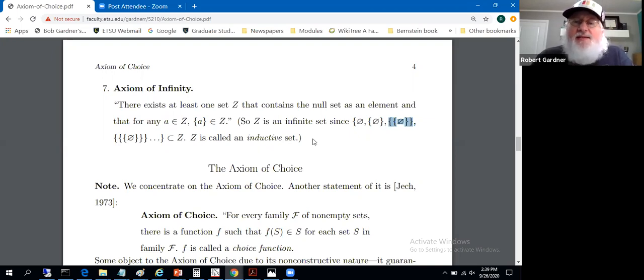Set Z is called an inductive set, and this is commonly the way the natural numbers are axiomatically defined, something along the lines of this, a particular inductive set. But since we could continue this process of taking the set consisting of the previous set, then we get an infinite chain here. So that's the reason it's called the axiom of infinity.